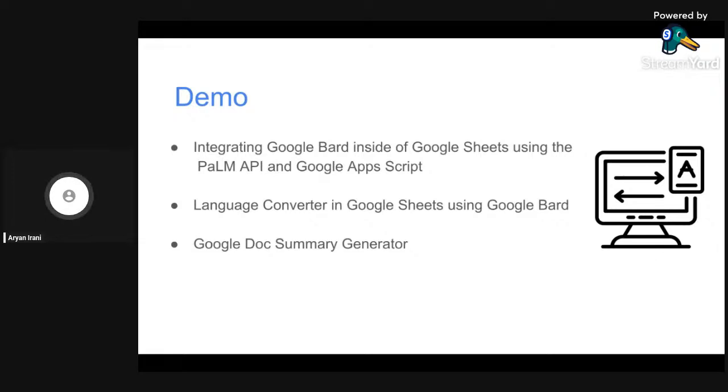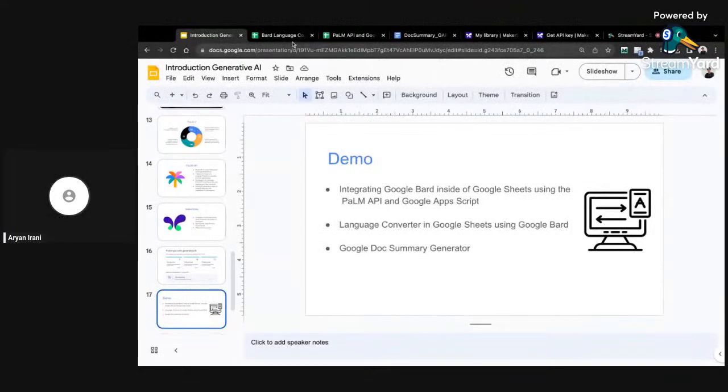Next, as we talked about in the applications, you can use the power of Gen AI to do language conversion, so that's what we're going to be doing here. We'll be building a language converter inside of Google Sheets using Google Bard, the Palm API, and App Script. And in the end, a Google Docs summary generator. So let's look at these demos one by one.